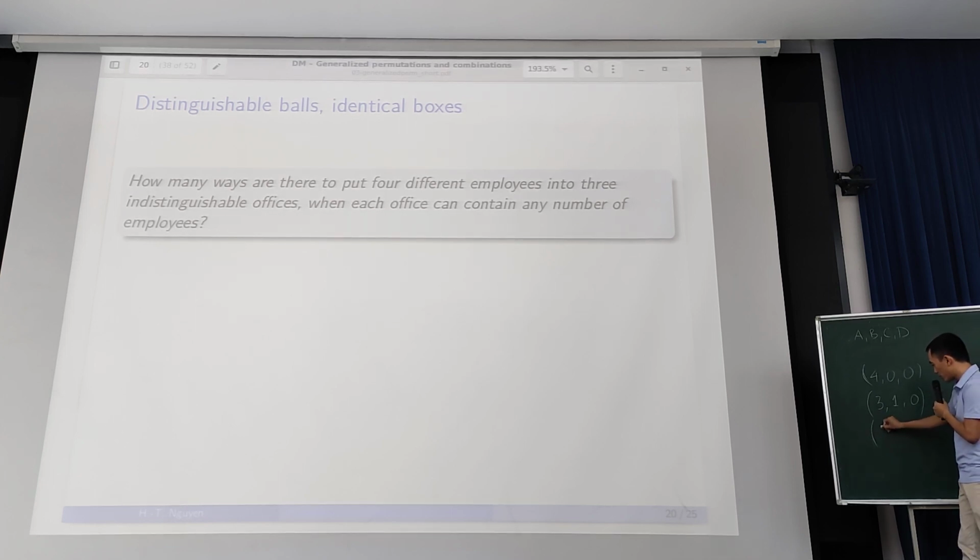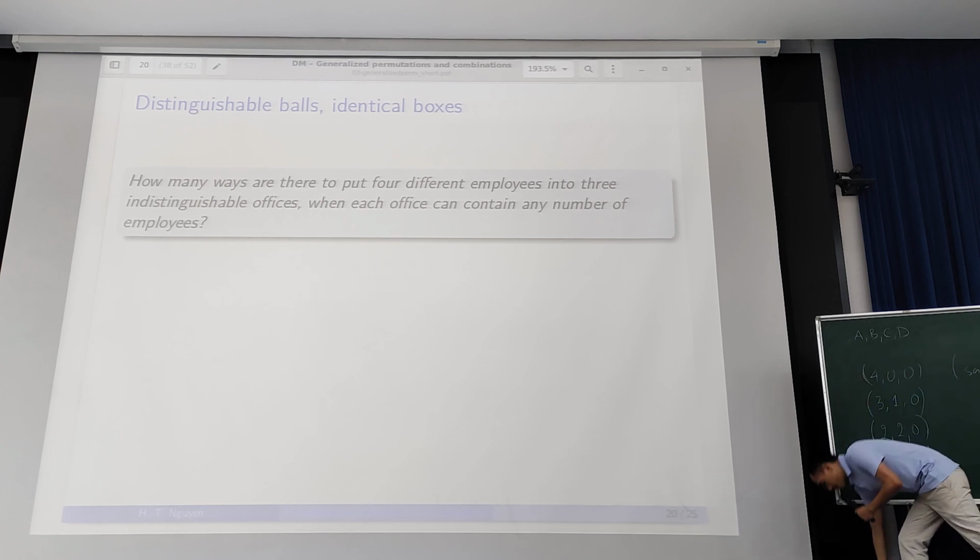So the case where there are at most 2 people in the same office, we have 220 or 211. Okay? So if we consider the number of people in the offices, then we have 4 cases like this. And now we will get into the detail. We will see with 4 people A, B, C, and D, for each big case, how many detailed cases are there?